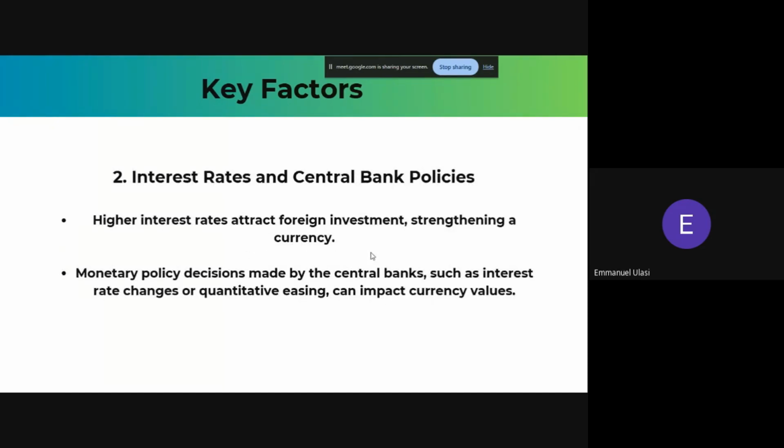We have interest rates also, and bank policies. Now, higher interest rates attract foreign investments, strengthening a currency. Monetary policy decisions made by central banks, such as interest rate changes or quantitative easing, can impact currency values.